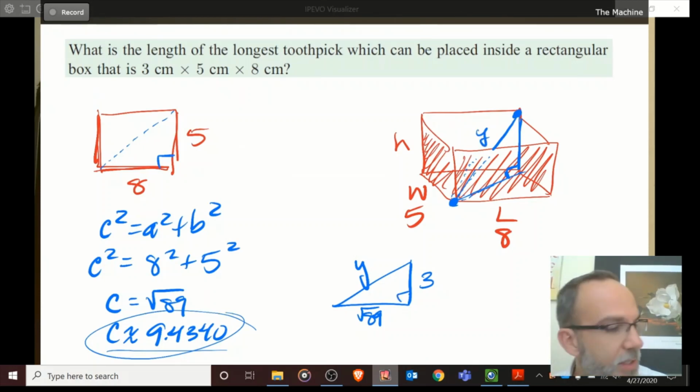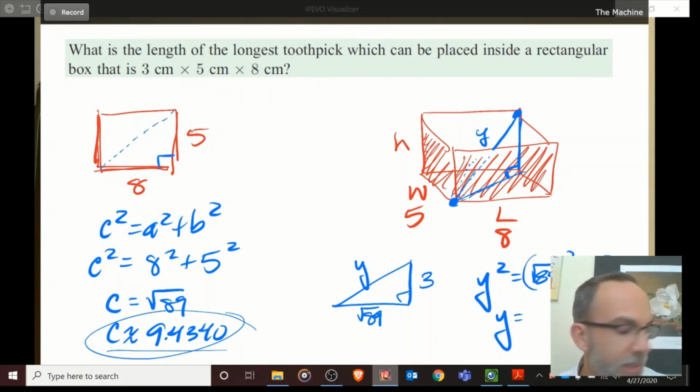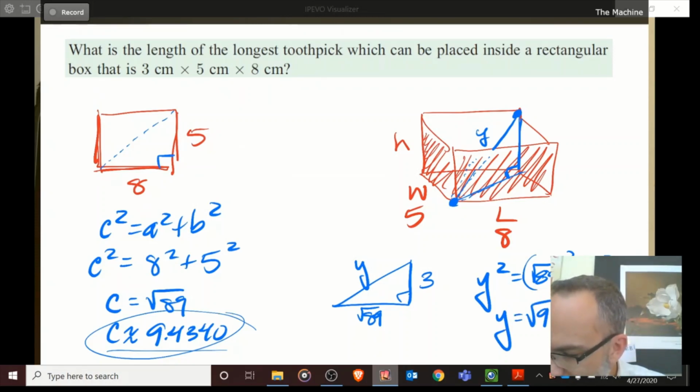So then I have to say that y squared is equal to the square root of 89 squared plus 3 squared. So then y, when I do the math in the end, is the square root of 98, or approximately 9.8995.